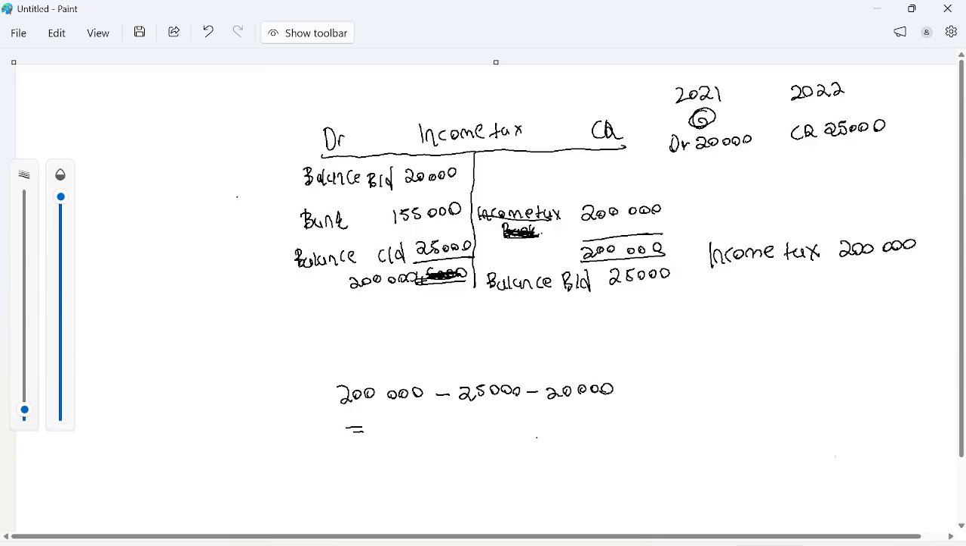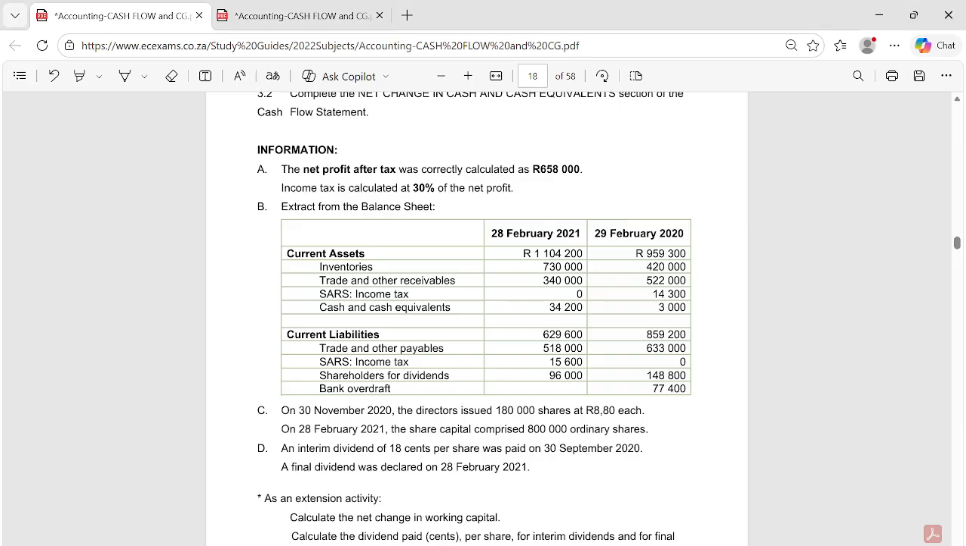Income tax paid, right? So for example, if you can see here, we have our income tax, which is 15,600. And then here they didn't specify which one is from debit and which one is from credit. They just want you to think now.